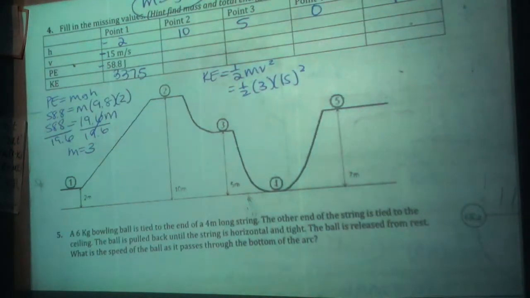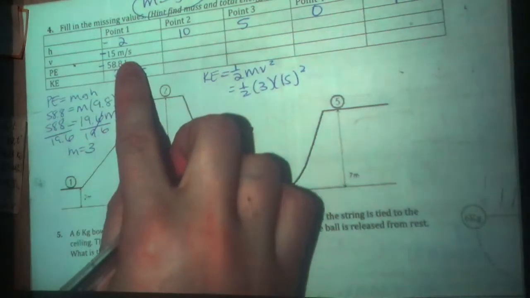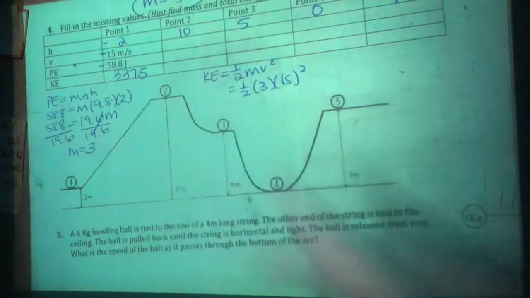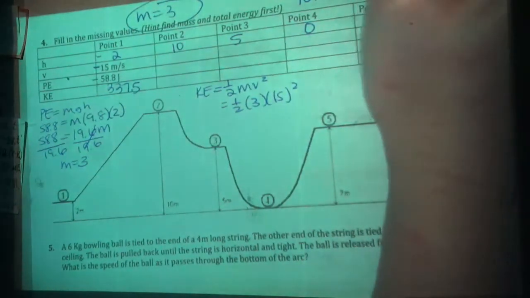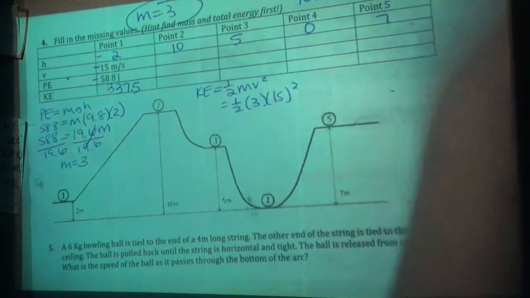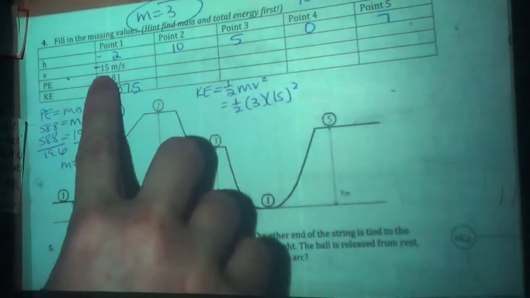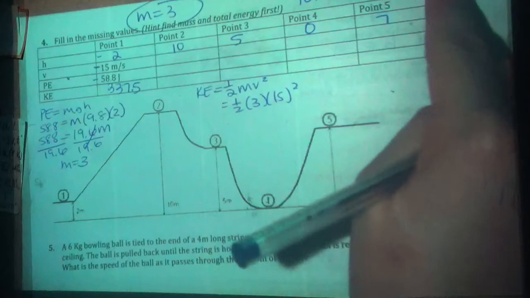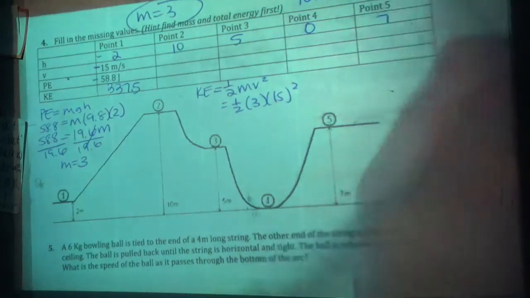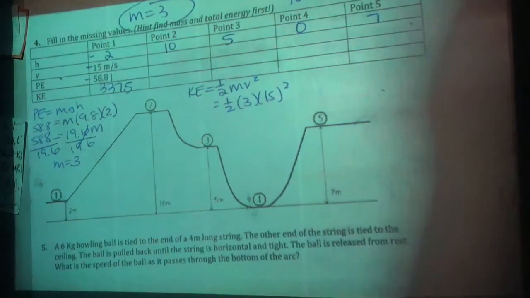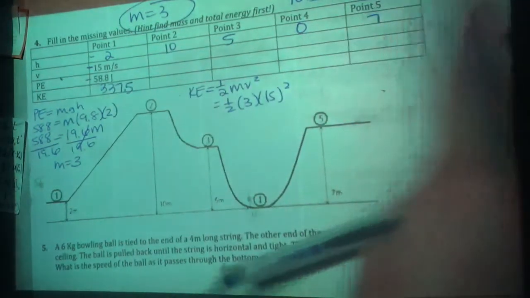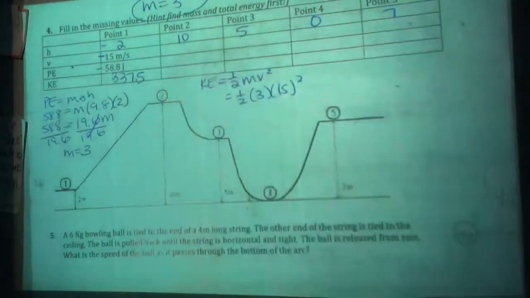So if I'm starting with 58.8 joules of potential and 337.5 joules of kinetic, that means I have a total of 396.3 joules together. And if you're wondering how I got that, the two of them added together gives me this total. And we know that our total has to stay the same at every single point. So that's the whole point of finding it at the beginning: my total has to be 396.3 at every single point. Now we look at point 2.